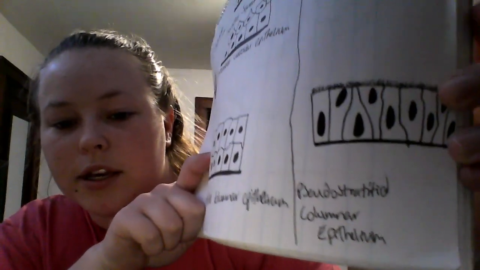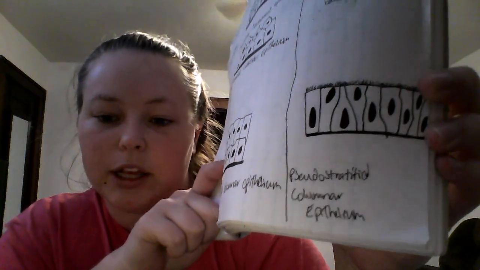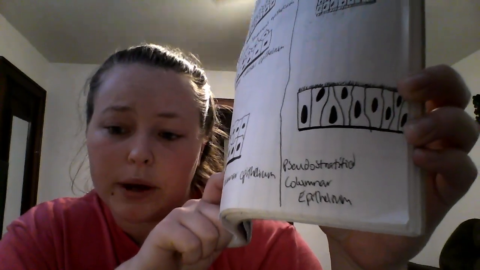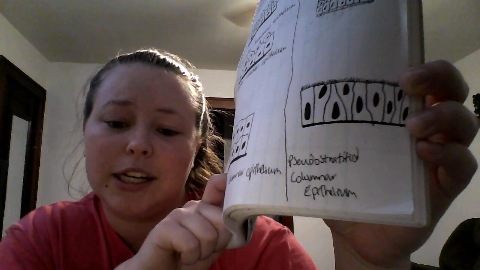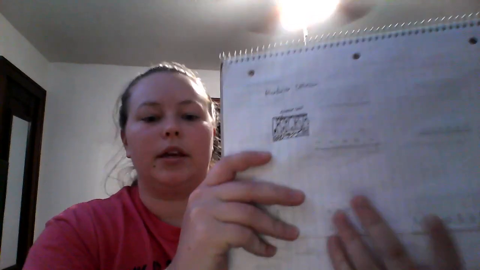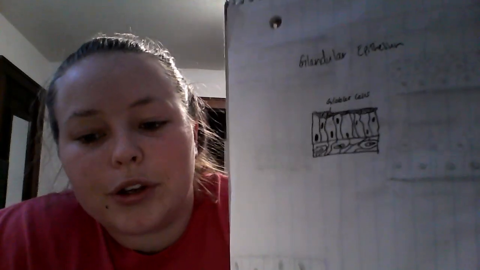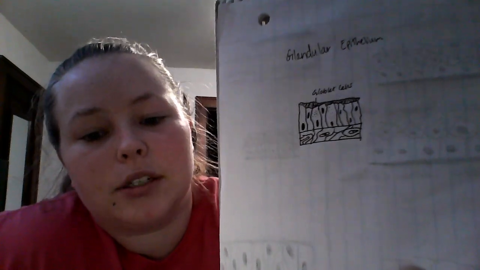And then the pseudostratified columnar epithelium is found along the respiratory airways. It also contains cilia on an atypical surface. And then for the glandular epithelium, right here, it's specialized to produce and secrete substances. They make up exocrine glands, salivary glands, sweat, and endocrine gland hormones.